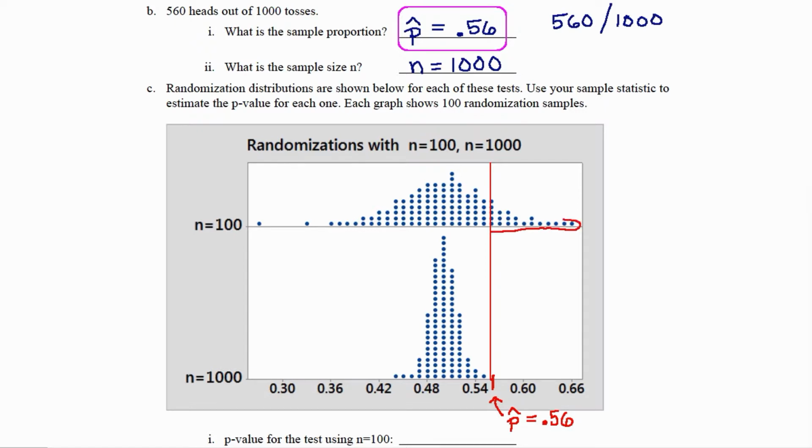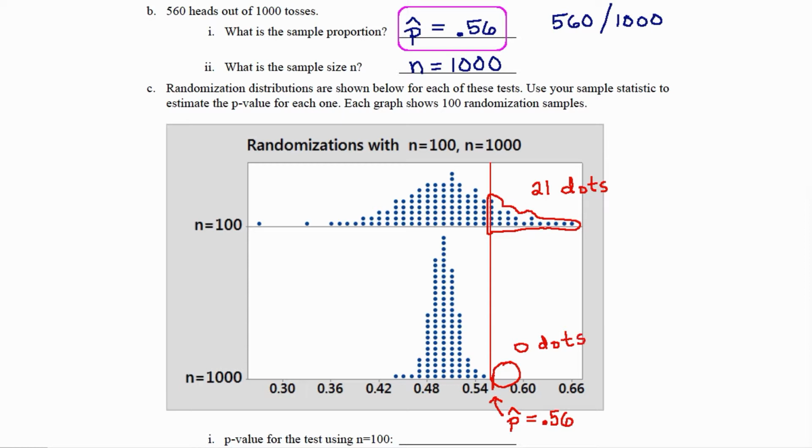For n equals 100, I'm going to assume that all of these dots are counted as being more extreme than my sample statistic. So counting up those dots, I get 21. Whereas looking down here at n equals 1,000, I can see that more extreme than 0.56 over here, I get no dots.